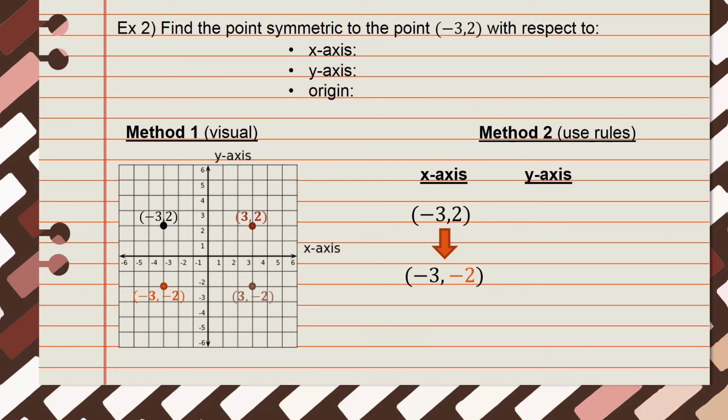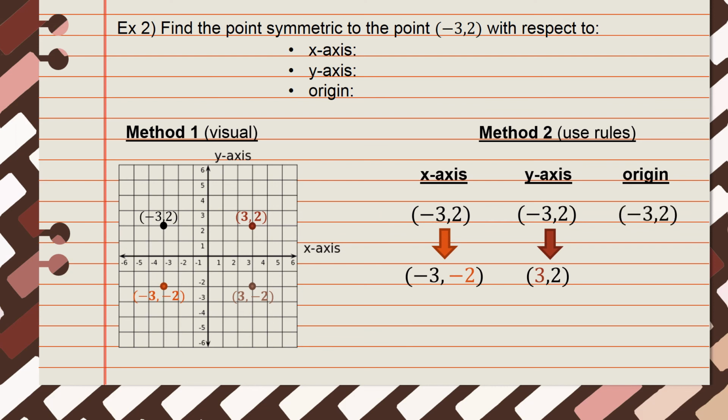Now for the y-axis, again, we have the given point of negative 3, 2. But for it to be symmetric to the y-axis, we plug in a negative x. Again, negative just means the opposite of. So look at your x value. What is the opposite of negative 3? Well, that would be positive 3. And so your symmetric point would be 3, 2.